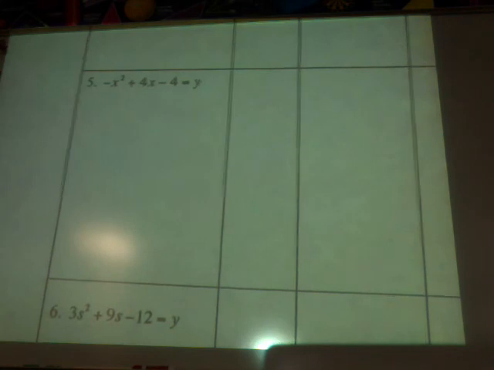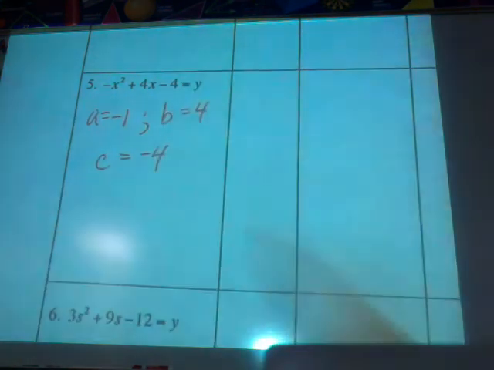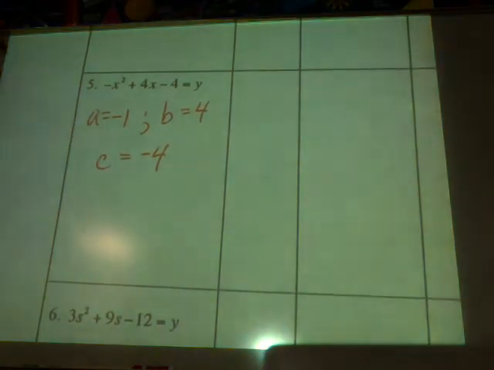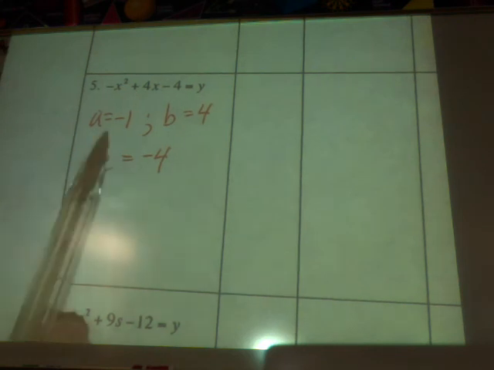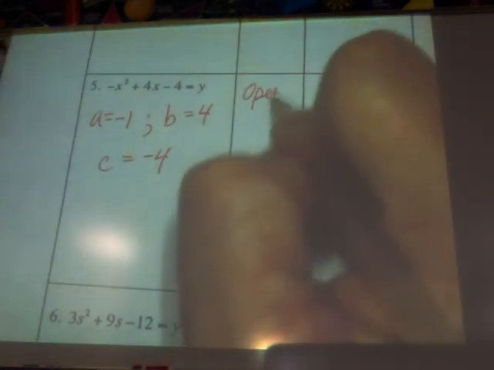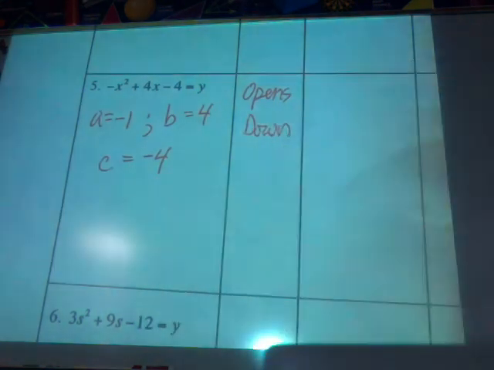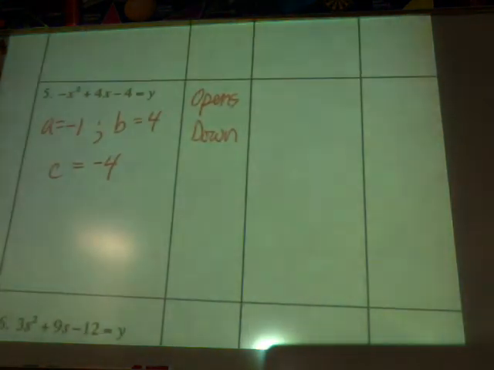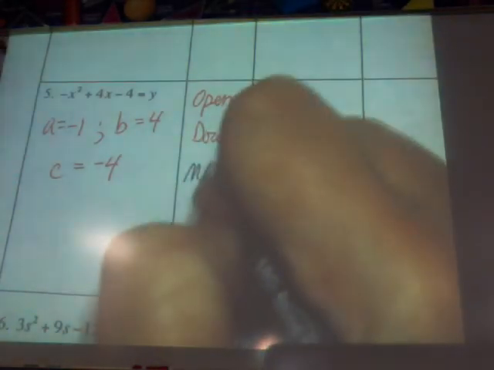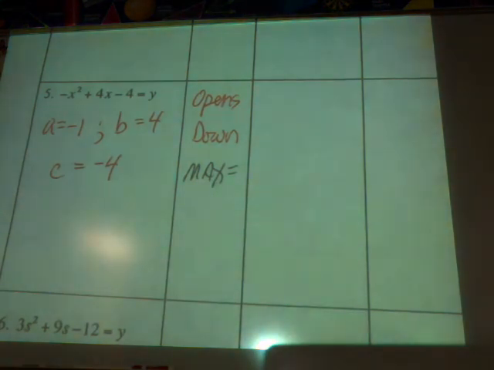So for number 5, what's A? Negative 1. What's B? 4. And what's C? Negative 4. Technically this opens down, doesn't it? Because A is negative, so it opens down. So what does that mean? It has a max or a min? If it opens down, it has a max, right? We'll find out what that is. So let's find our vertex.